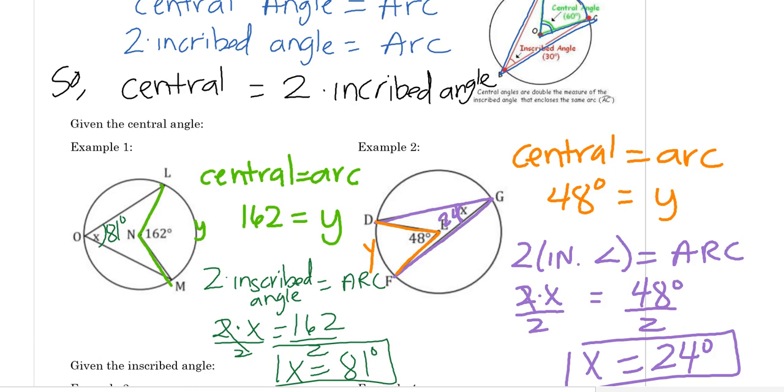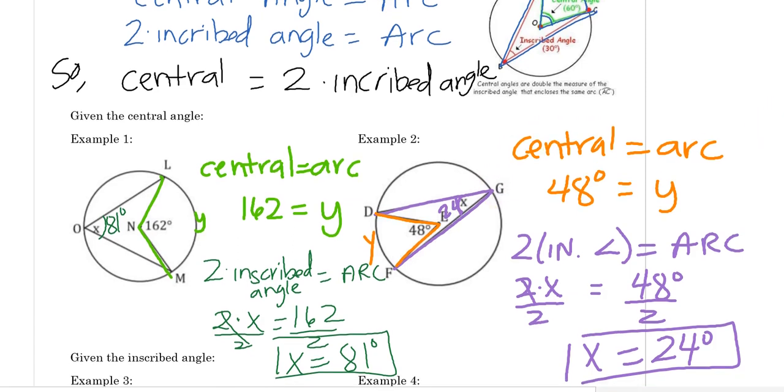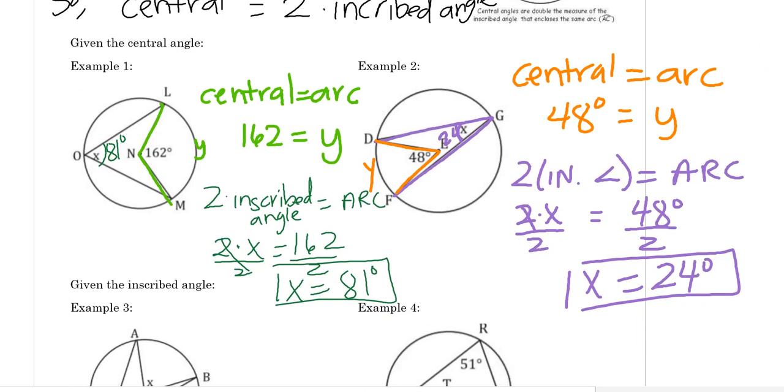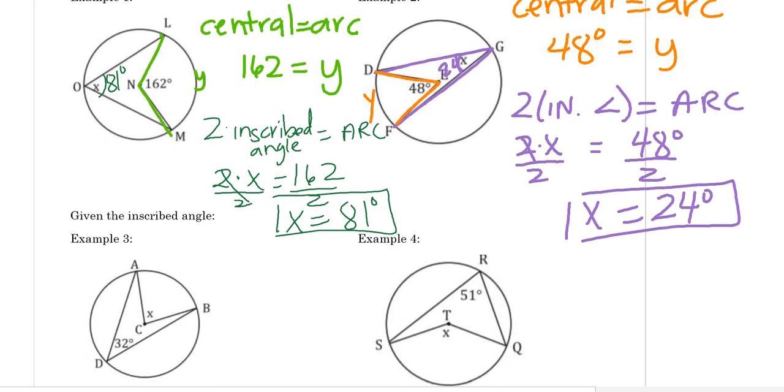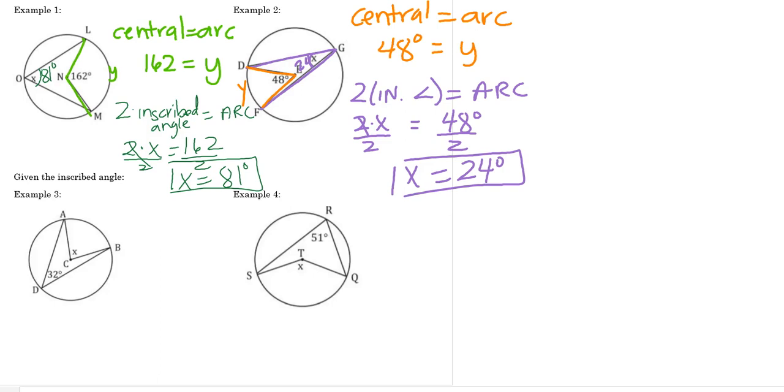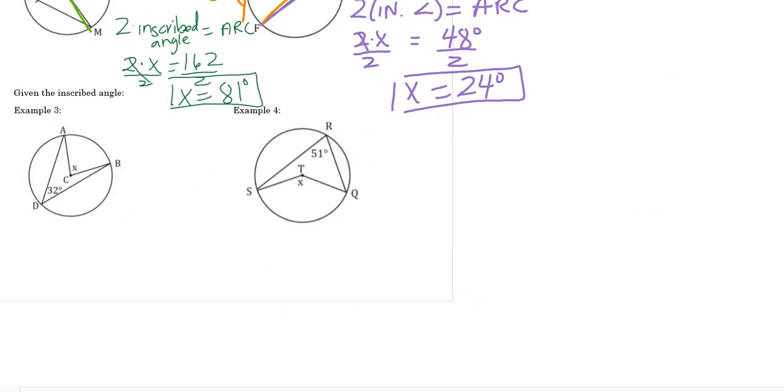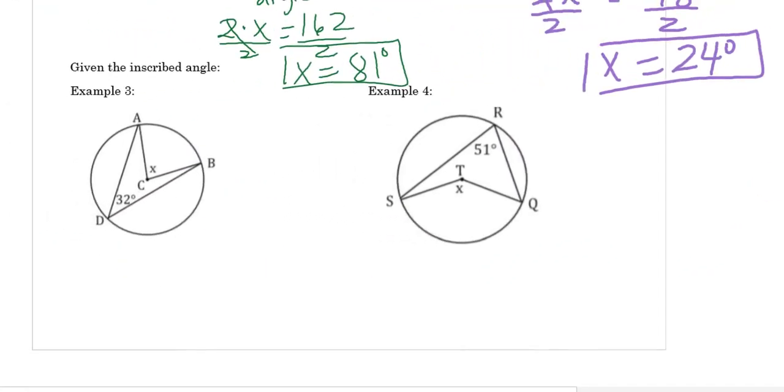Nice. So sometimes you have a central angle. It's really nice. You literally just take your central angle and divide it by 2 to get your inscribed angle. Now we're going to work in the other direction, where you're given an inscribed angle and now you want to find a central angle.